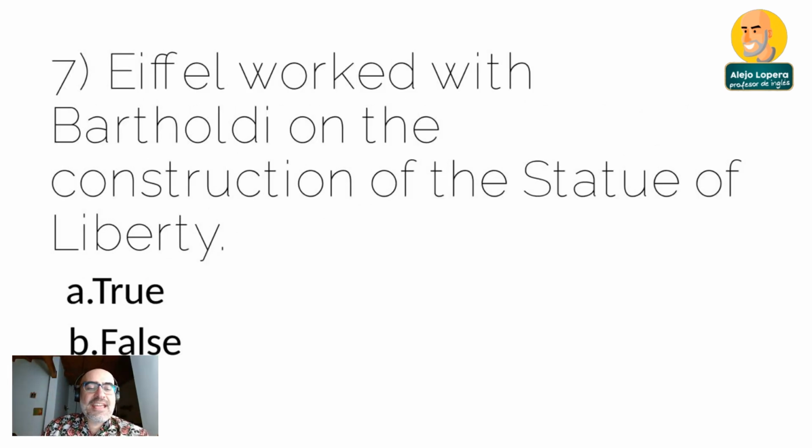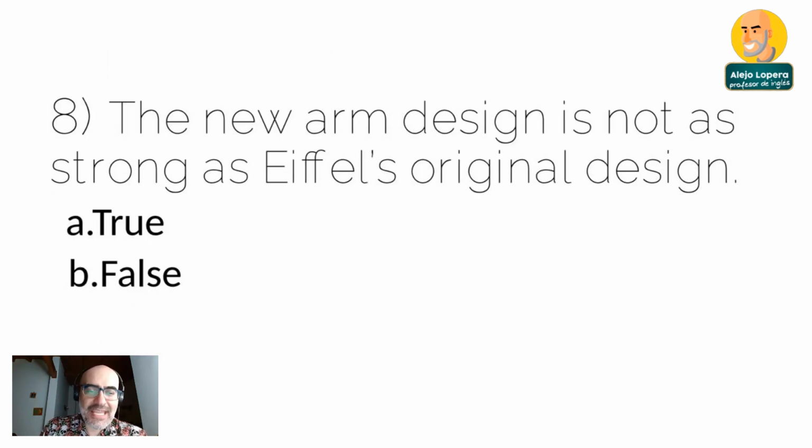All right. Number 7, Eiffel worked with Bartholdi on the construction of the Statue of Liberty. Of course, that is absolutely false. He was not there. Some of his workers were in New York, but he was not there. That's why they changed a little bit the original plans. Number 8, the new arm design is not as strong as Eiffel's original design. And of course, the answer is true. It's not very strong. That's why it has some problems.